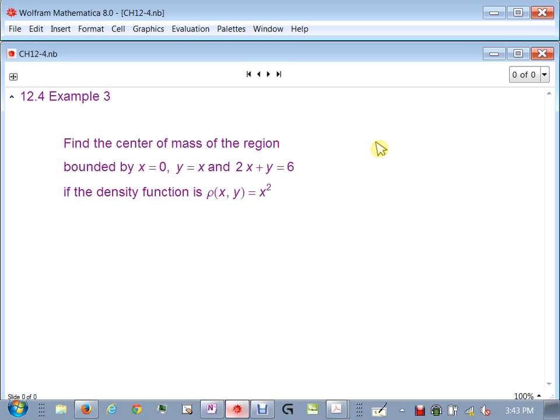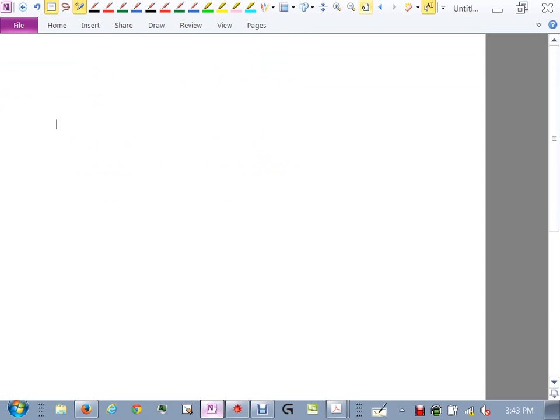Because this is just set up the integral, and then from there, it's everything we've talked about. So let's do this one. Find the center of mass of the region bounded by x is 0, y is x, 2x plus y equals 6, and its density function is given as rho of xy equals x squared.